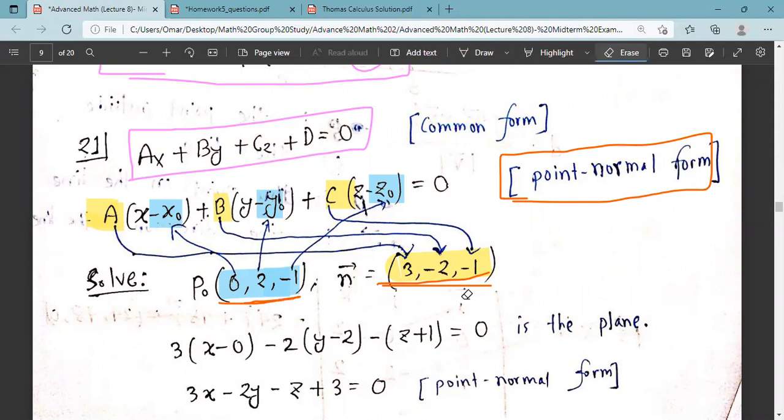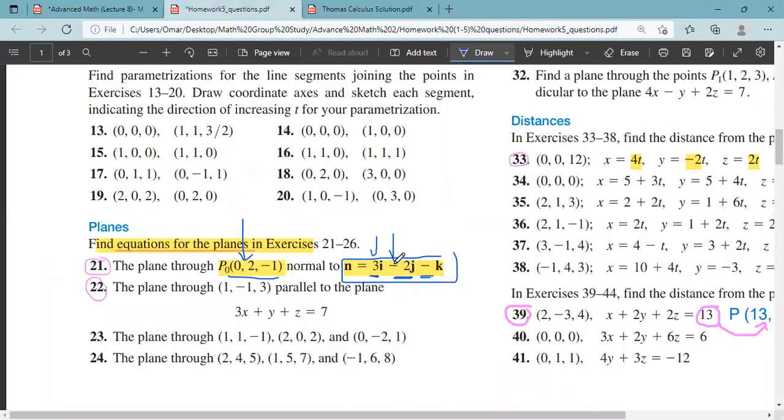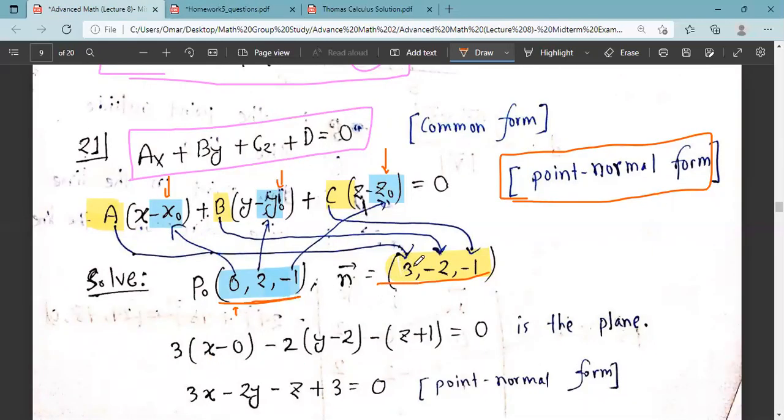And I have already marked those here. Okay, if you look here, this is our x naught. X naught is 0, y naught is 2, and z naught is minus 1, because they are our points. X naught, y naught, z naught, they are our intercept point. And then a, b, c is our vector, or you can say the coefficients of the normal vector. I have marked them in a different color.